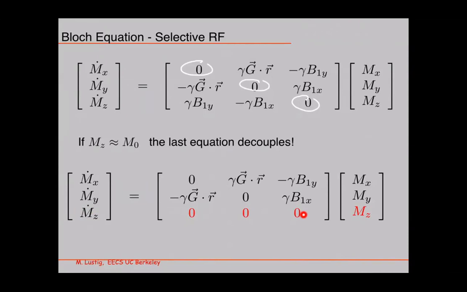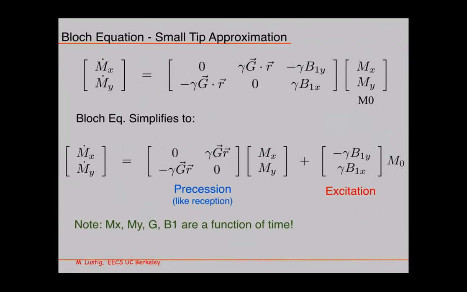All right, so now what we have is Mx dot, My dot, Mz dot equals this 2x3 matrix multiplied by Mx, My, Mz. Okay, that's our linear dynamic system. And I'm going to write it this way. Okay, this is how it's written.